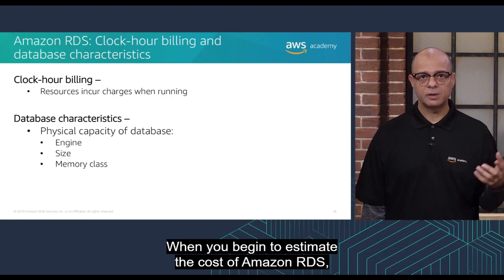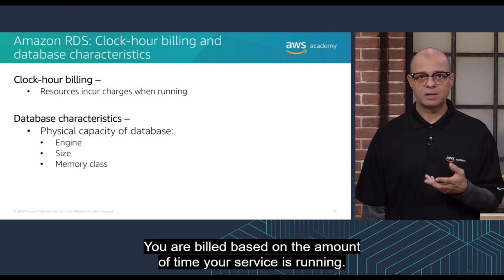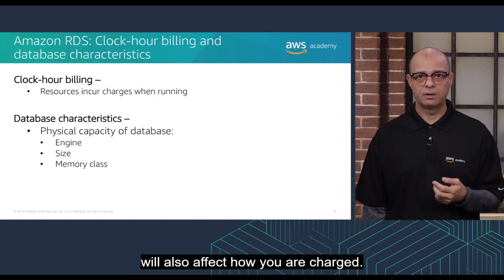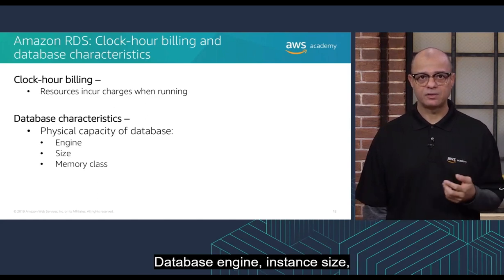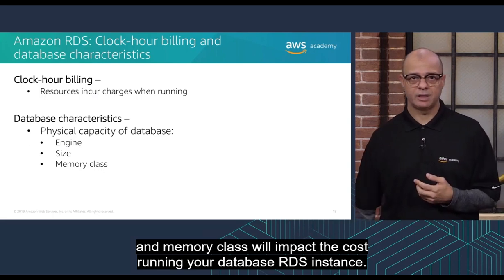When you begin to estimate the cost of Amazon RDS, consider the clock hours of service time. You are billed based on the amount of time your service is running. The physical capacity of the database you choose will also affect how you are charged. Database engine, instance size, and memory class will impact the cost of running your RDS instance.